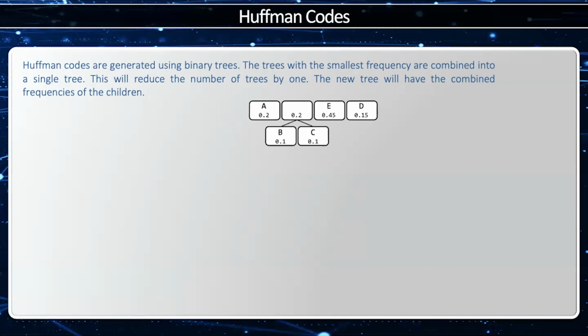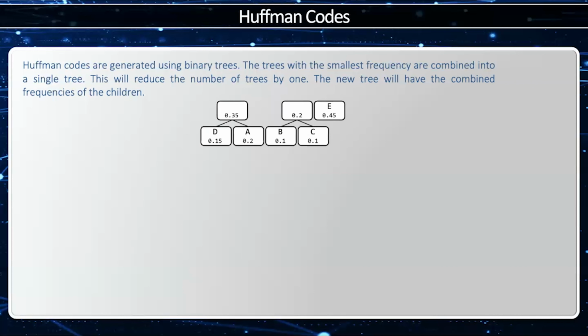One of them is going to be A, which we had before. And then we'll have a new node, which is unnamed, but it has a frequency of 0.2, which is a combination of B and C's node, and then E, and then D. Now I have 4 binary trees: A, 0.2, the unnamed one, 0.2, E, and D. Now, what are the two smallest frequencies? Well, that would be A and D. So I'm going to combine them with each other as well.